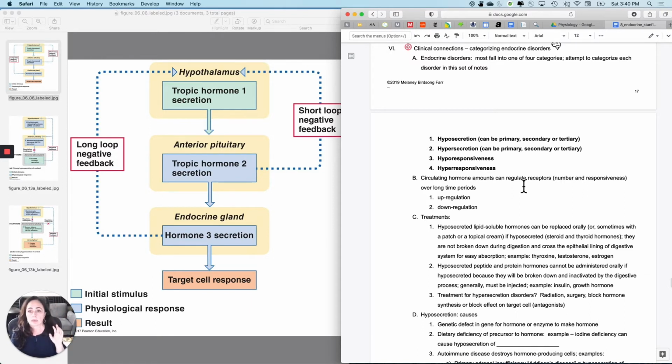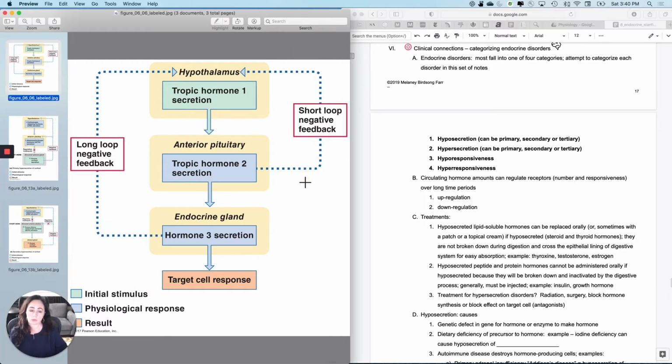So if we start out with just a random example, if we have, which is very common, the hypothalamus makes a hormone which regulates the anterior pituitary, which goes and causes the third hormone to be made or secreted. Then I have three in a row. Now, a hyposecretion or a hypersecretion can be primary, secondary, or tertiary. So what I want to do is show you how this occurs, and we'll use thyroid hormones, T3 and T4, as the example. So stick with me for just a second.